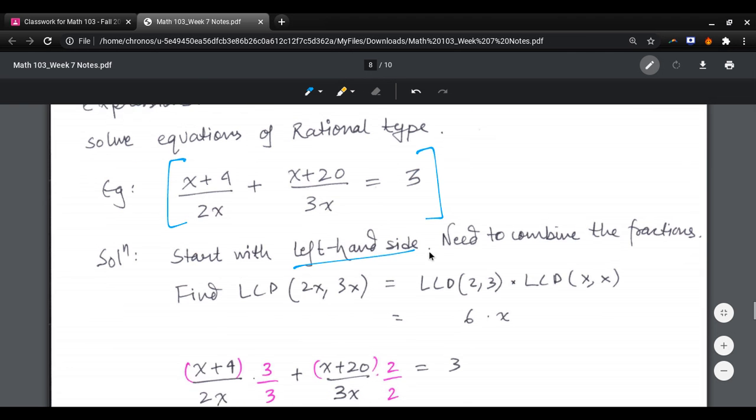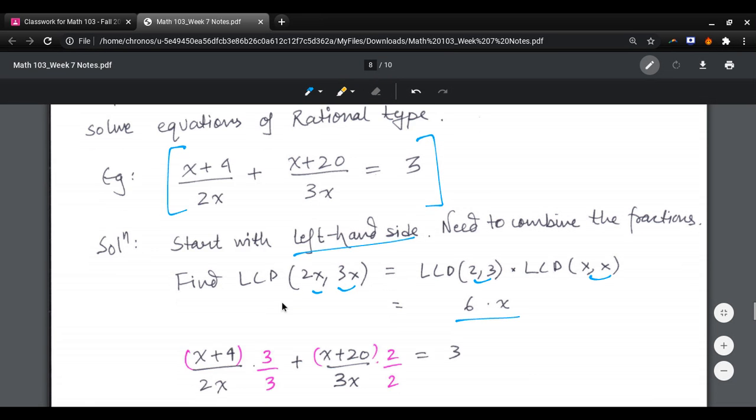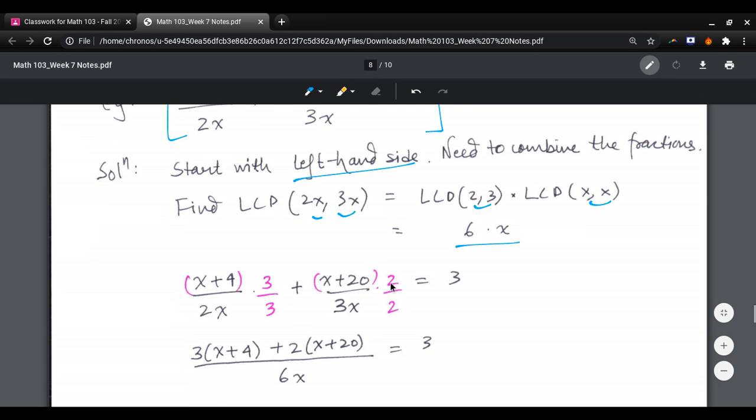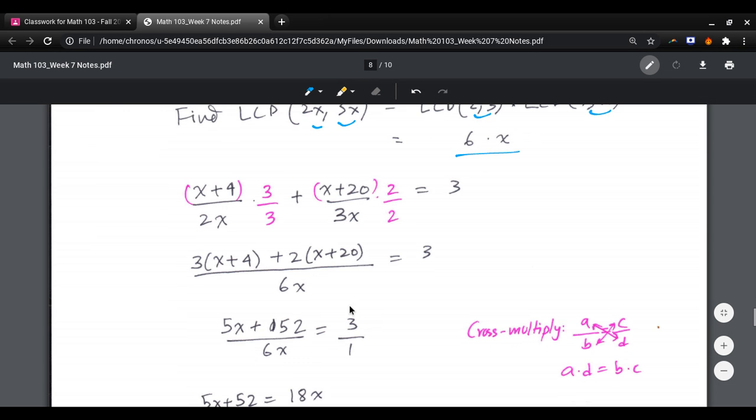Now we start with the left-hand side. The first goal is to combine the fractions into one single fraction. Now this goes back to your adding of rational expressions. The LCD for 2x and 3x is the LCD of 2 and 3 times the LCD of x and x, which gives me 6x. So I multiply the first term by 3 over 3 and the second term by 2 over 2. You're already familiar with this concept.